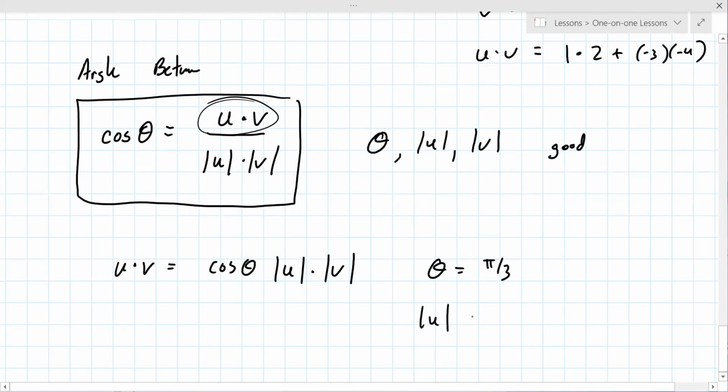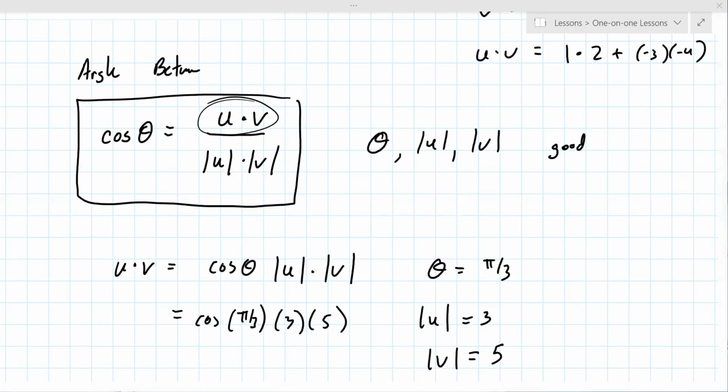The magnitude of u in your problem is 3. That's the length of it. The magnitude of v is 5. So this is cosine pi over 3. So you've got to go back and know your unit circle. Times 3 times 5.